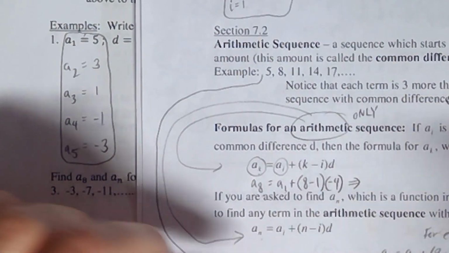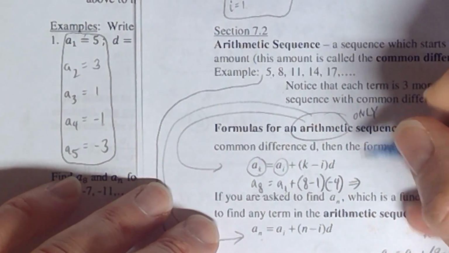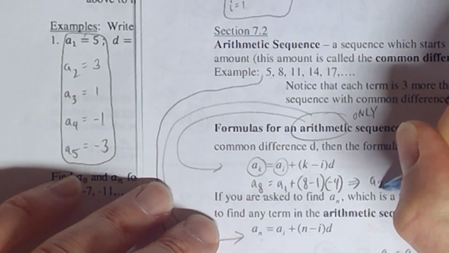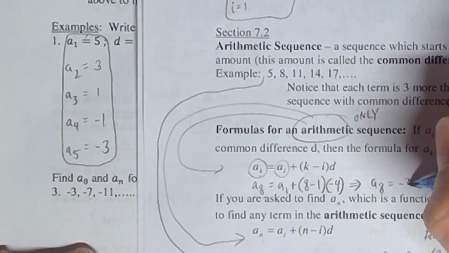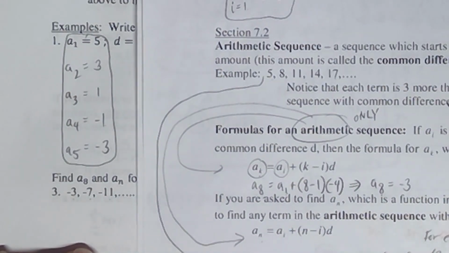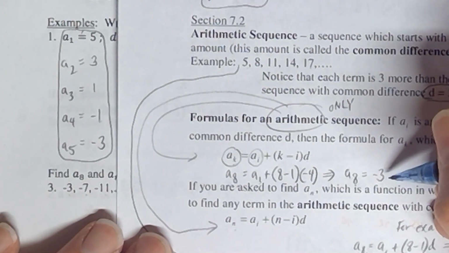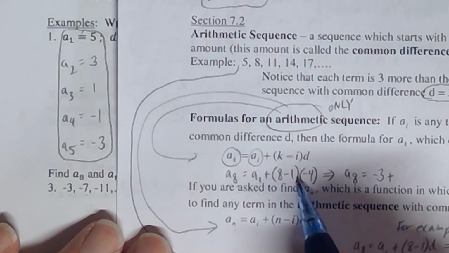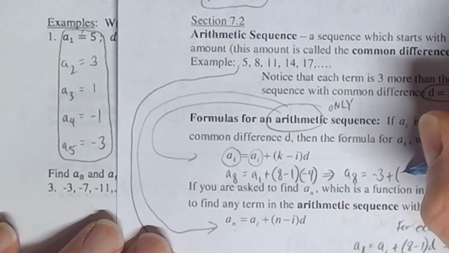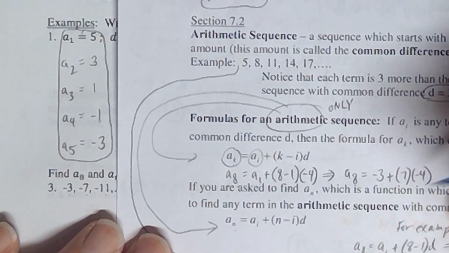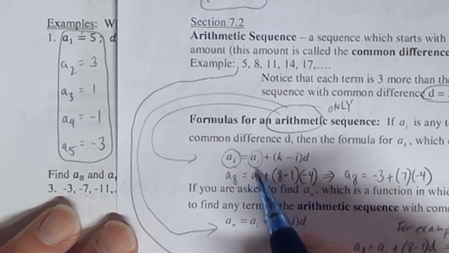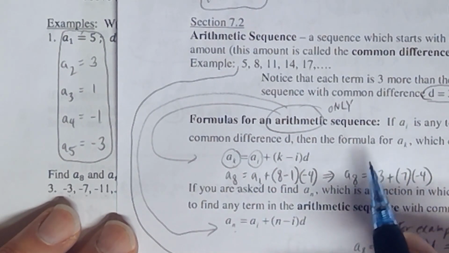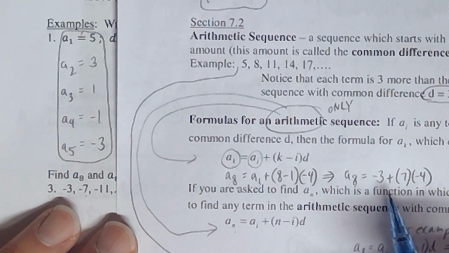You can't say 1 minus 8. It's got to be 8 minus 1. Okay, so what do we get here? We get a sub 8 is equal to, and what is a sub 1, you guys? It is negative 3. Okay, plus what? 7 times negative 4, right? 7 times negative 4. All right, so plug in the term there that's right after the equal sign that you're going to use, and then at that point you just have to do order of operations right here. That's all you got to do.